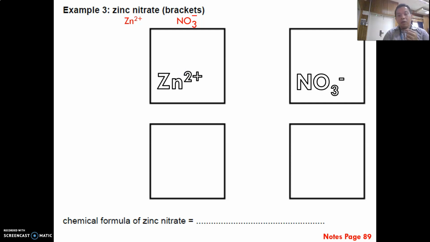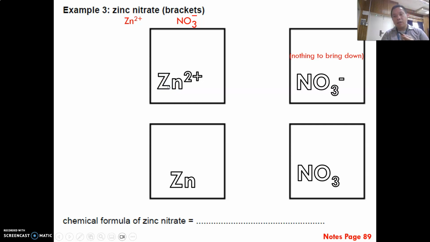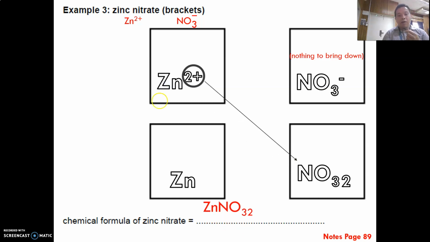If you apply the same method as previously, you do the 4 boxes, with the 2 ions on top, and then the same ions without charges on the bottom. For NO3-, there's nothing to bring down, there's no number. You bring down the 2 from Zn2+ to NO3. You're going to write it like this if you follow the normal method, but this is actually wrong. If you write it like this, it suggests that this compound has 32 oxygen atoms, which obviously doesn't make sense, right?